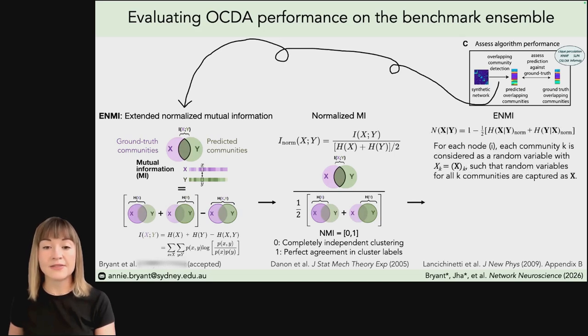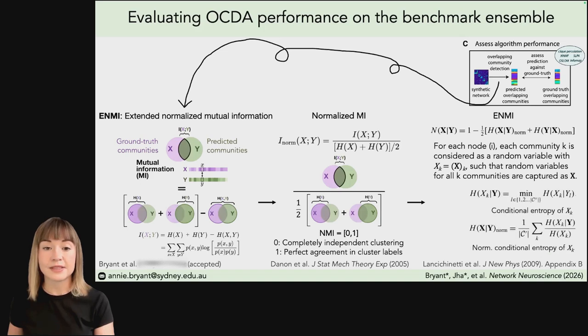And so Lancichinetti and Fortunato further carried this measure forward to introduce the extended normalized mutual information, specifically to allow for multiple community assignments per node, using binary encoding of community assignment to capture the random variables boldface X sub k across all communities in boldface X. This involves computing the conditional entropy of each community X sub k across all nodes and normalizing it across all community assignments. And again, further details beyond this summary can be found in Appendix B of the referenced paper.